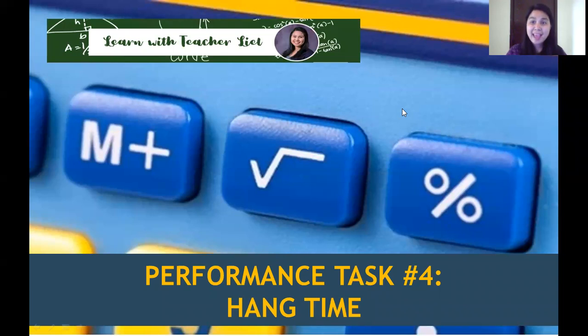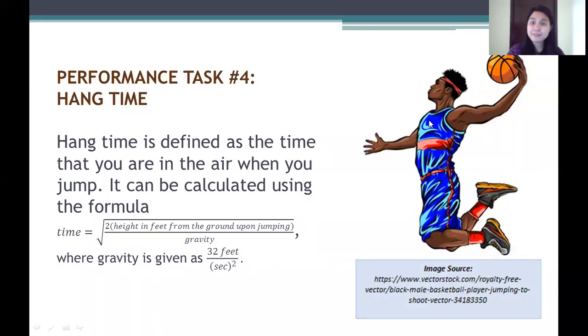It's about hang time. Now, what is a hang time? A hang time is the time that you are in the air when you jump. It can be calculated using this formula. The hang time is equal to the square root of 2 times the height in feet from the ground upon jumping, over gravity. And gravity is given as 32 feet per second squared.